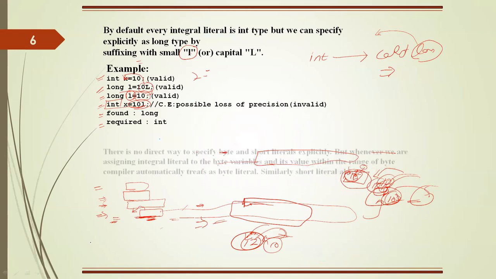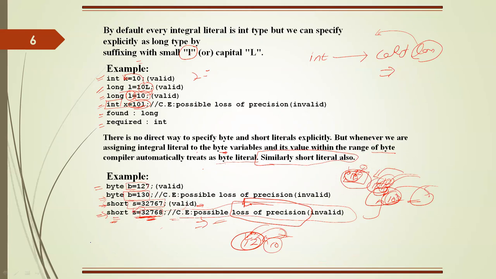Now next, by default every integer literal is of int type, but we can specify long type explicitly. Every integral literal is by default an int, but you can define it as long explicitly by using a small l or capital L. If you want to declare a long, you can use long x equals 10L. L means this value is taken as a long.